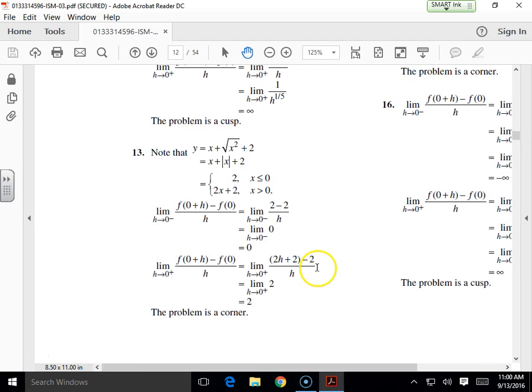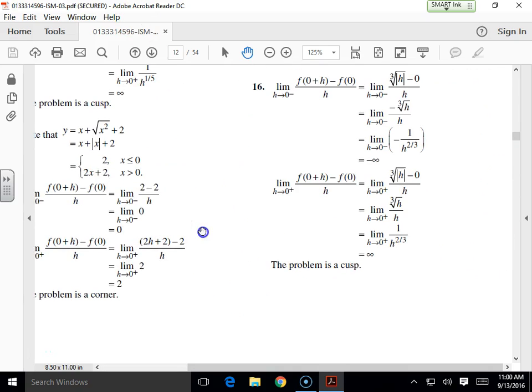I still don't understand why absolute value of sine is not a cusp. Because they weren't approaching infinity, they were approaching negative 1 and 1. So they disagreed, the limit did not exist, but that's a corner because it's not infinite. It's not an infinite slope or an infinite disagreement.